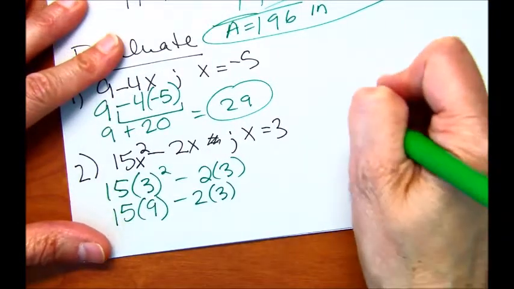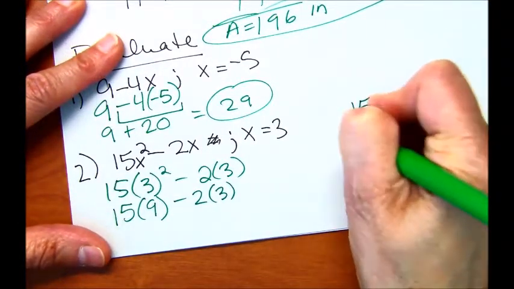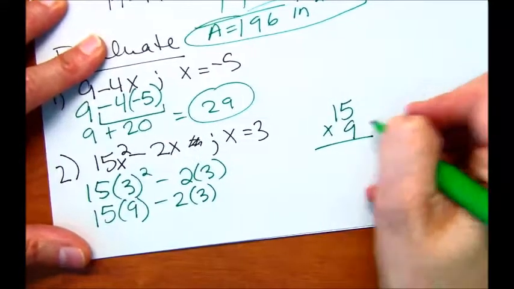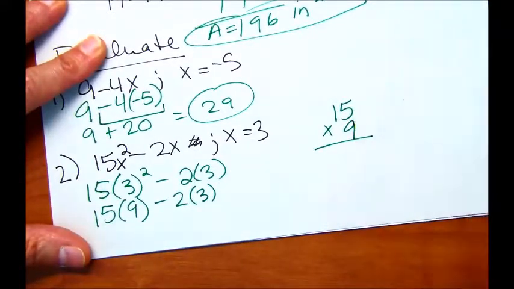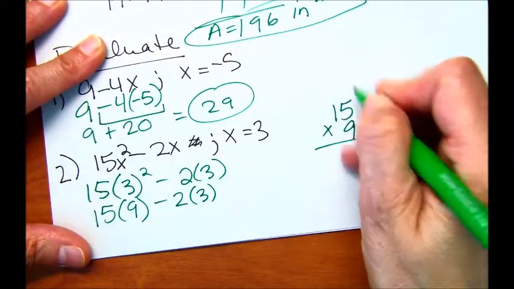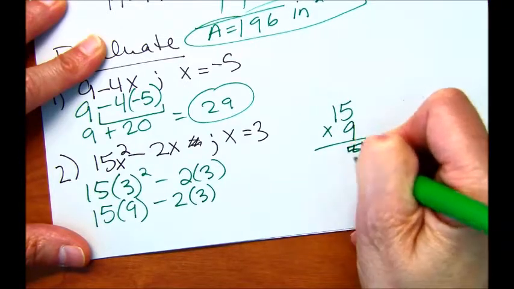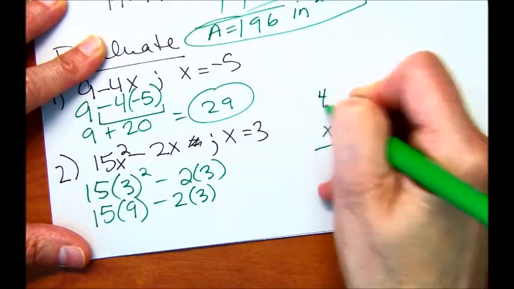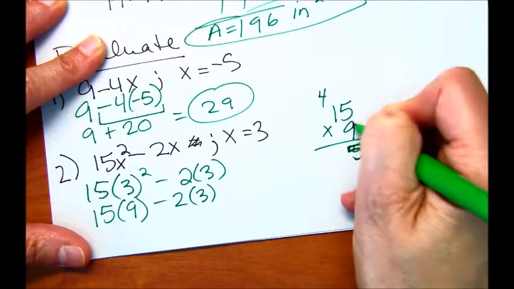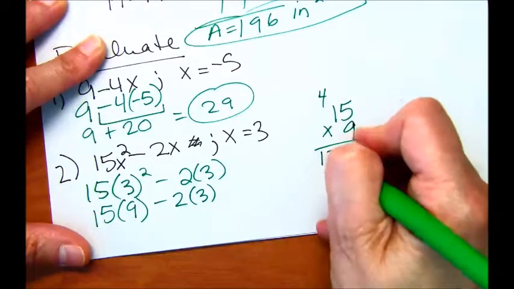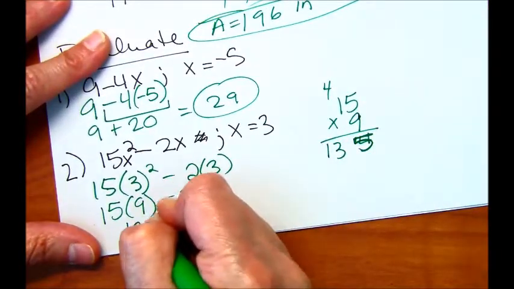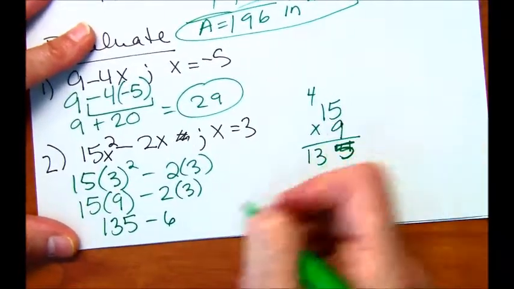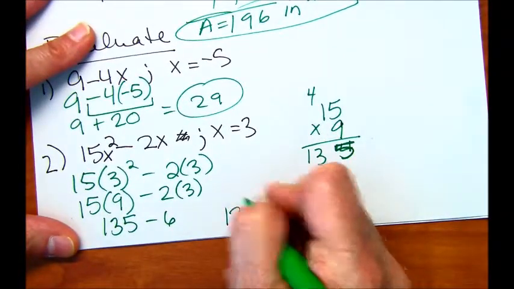I don't really know what 15 times 9 is, so let's multiply that. And you might already know it. That's going to be 135. And then 2 times 3 is 6. So 135 minus 6, and that should give you 129.